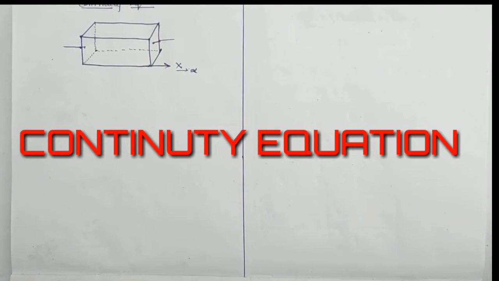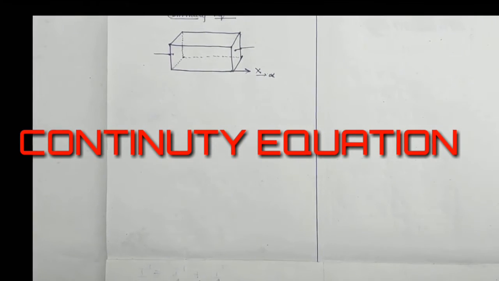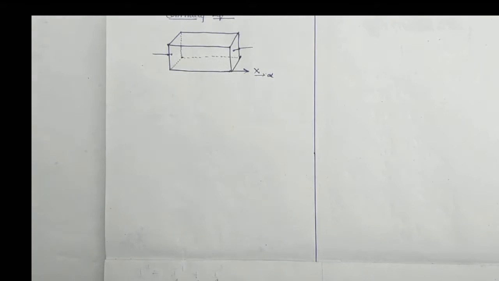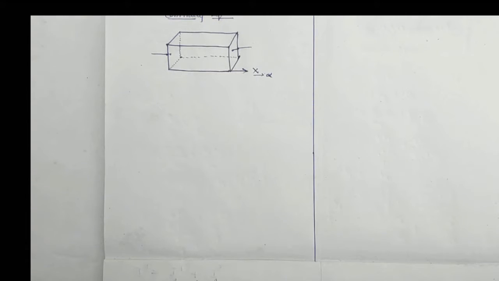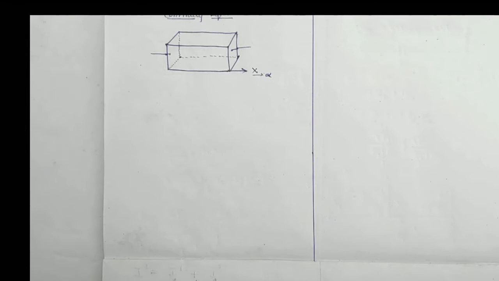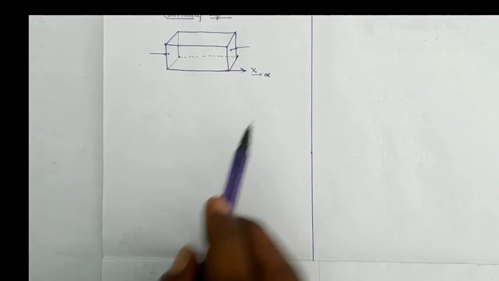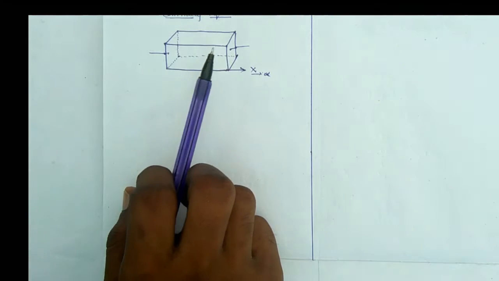In this lecture, I will teach the continuity equation of a semiconductor. What is the continuity equation? The continuity equation is nothing but the law of conservation of energy, but in a semiconductor, it is the law of conservation of charge. In the law of conservation of energy, energy is neither created nor destroyed. Energy is transferred from one form to another form.